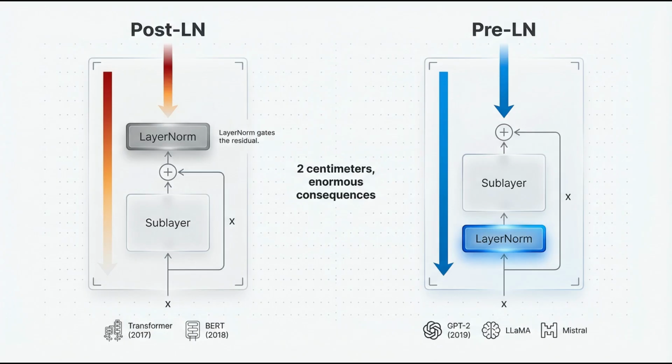GPT-2 in 2019 introduced pre-LN, normalization before the sublayer. It looks like a minor change. It's fundamental. The residual pathway stays clean. The one component in the Jacobian provides a direct gradient path. Pre-LN eliminates the need for warm-up. Convergence is up to 40% faster.